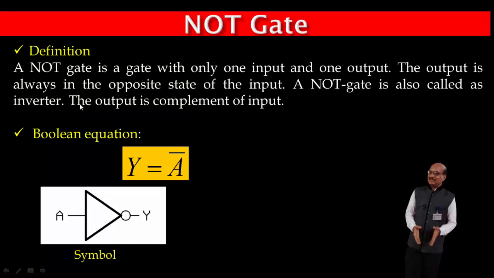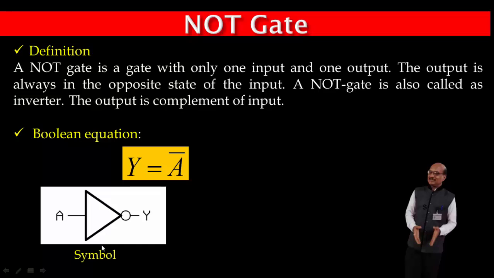Now, what is the relation between input and output? The output is the complement of the input, and this is represented by the Boolean equation Y is equal to A complement. How should one read it? Y is equal to A complement. So, this bar over the input indicates the complement of the input. So A is the input, then Y will be the complement of it.